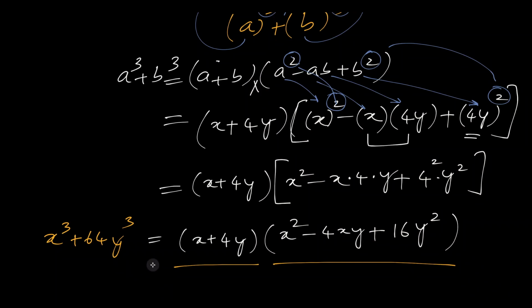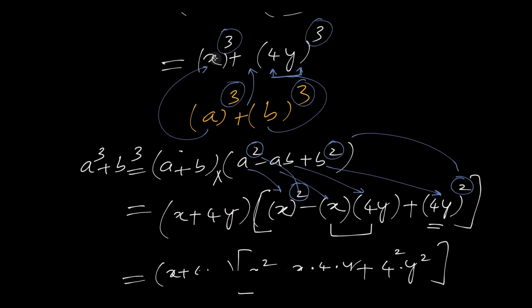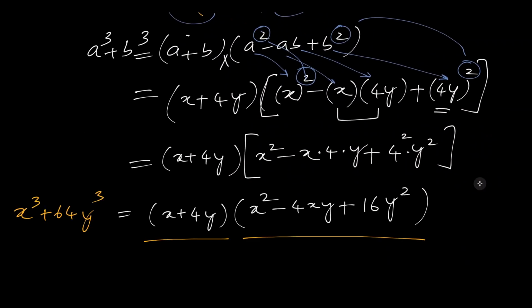I hope you got a clear idea how to utilize the formula for a cube plus b cube. Keep in mind that it is very important to understand as per the formula. You have to find out what is a in the question and what is b. So here a was just x and b represents 4y. And based on the formula, we are able to factorize. In the next video, we are going to take the next question, which is 125p cube plus q cube.